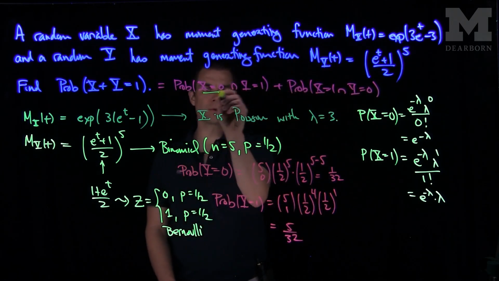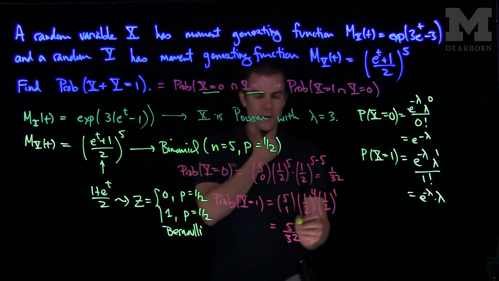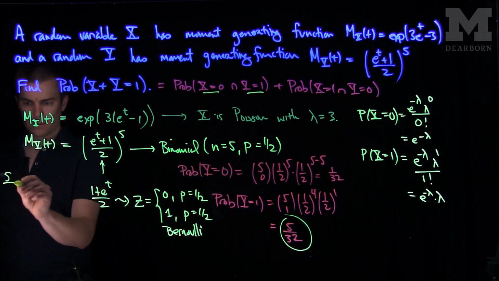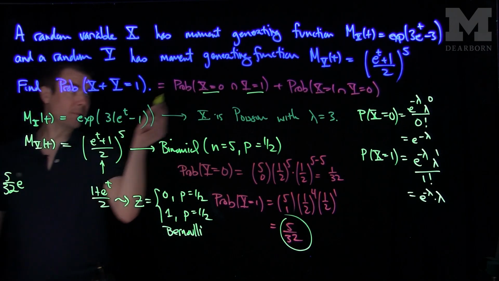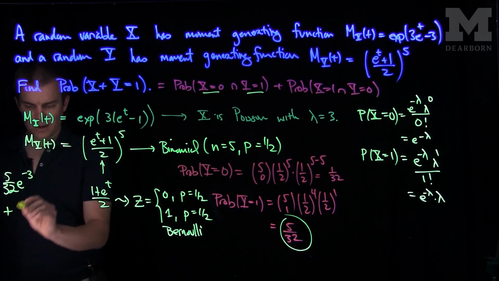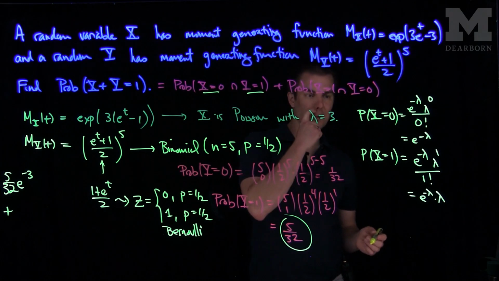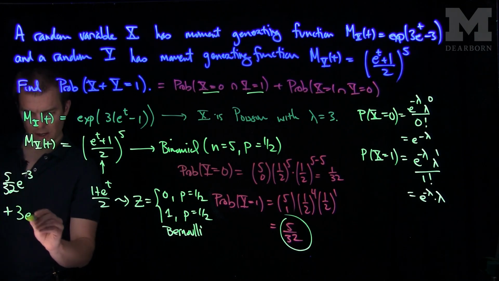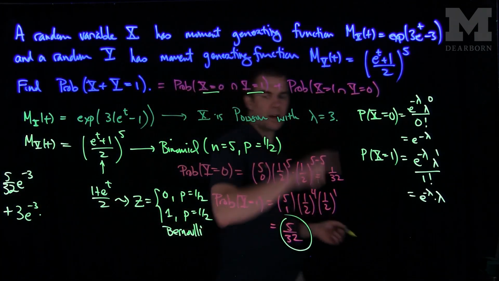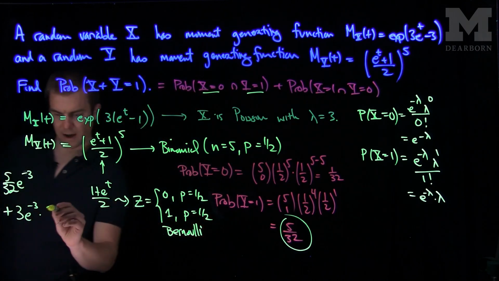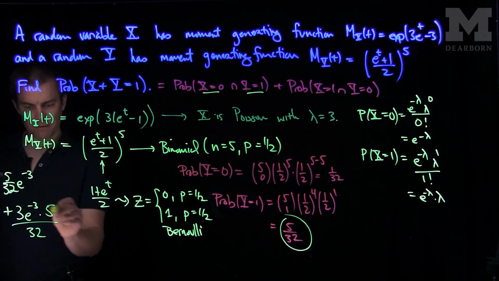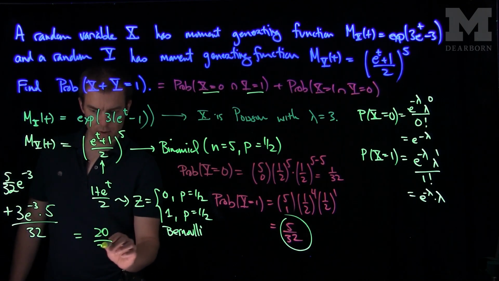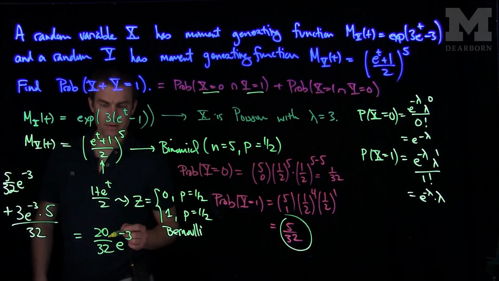The probability that X is equal to 0 times the probability that Y is equal to 1 is going to be 5 over 32 times e^(-lambda), and lambda in this case is 3. And then to this we have to add the probability that X is equal to 1, which is 3e^(-3), times the probability that Y is equal to 0, which is 1 over 32. So I have 15 over 32 plus 5 over 32. That's going to be 20 over 32 times e^(-3).